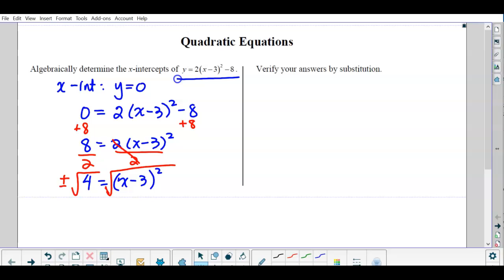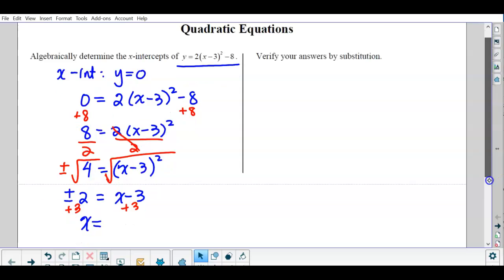Remember, when you do that, there's two possibilities, because when you square a positive, you get a positive, and when you square a negative, you get a positive. So this could be positive or negative 2. And then I like to show x on the left. Got to bring the 3 over, so add 3 here.